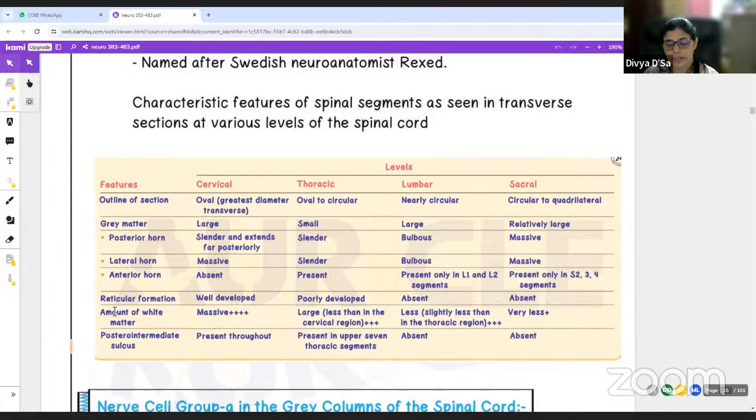Now the amount of white matter. What we were talking about, the anterior horn and lateral horn, were all gray matter. The amount of white matter is massive, 4+, in the cervical. Then in the thoracic it is less, and the amount of white matter is less there compared to the cervical. And in the sacral, the amount is very little.